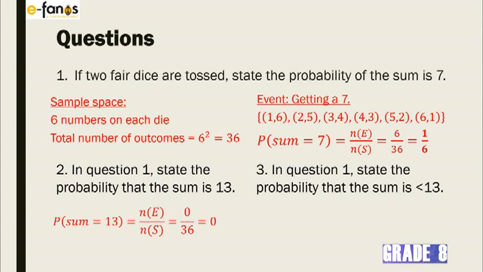For number 2, it is impossible to get a sum of 13. The largest possible sum would be 6 plus 6, which is 12. So there's a 0 on top of our fraction, and the probability is 0. Therefore, the probability that the sum is less than 13 is certain. All the possible sums are always less than 13. So the probability in this case is 1. This is the end of topic 1.